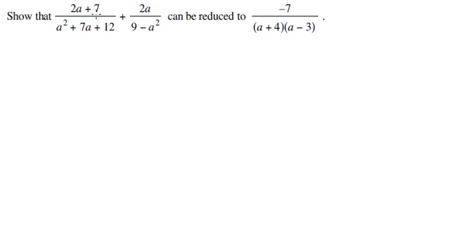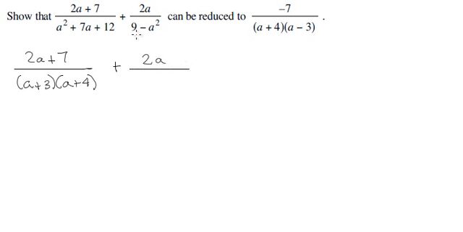First thing we want to do, you remember, is factor everything in sight and see if we can get any cancellations. So 2a plus 7 is a binomial. Aside from common factors, you can't do anything with those. Here are two numbers that add up to 7 and multiply to 12. That's easy enough. And then 2a over difference of squares. This factors as 3 plus a, 3 minus a.